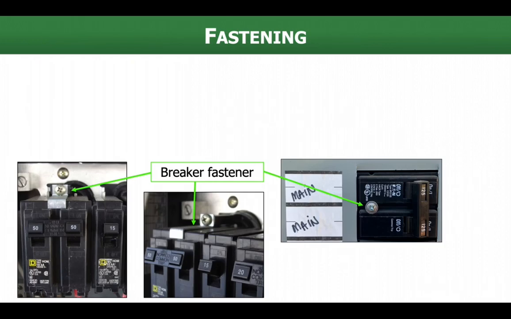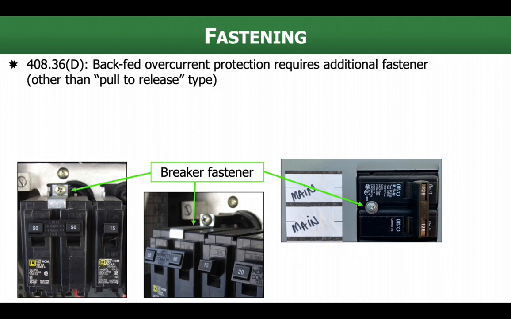Okay, let's also talk about fastening. When we backfeed a breaker, sometimes we have to fasten it into place. So 408.36(D) says that backfed overcurrent protection requires an additional fastener other than the pull-to-release type fastening. Okay, so pulling the breaker off of the bus bar is not enough. The cover that you can see on this one on the right-hand side here, that's the metal cover that kind of holds the breakers in place. That's not enough either. So those breakers, in some cases, would need additional fastening when they're being backfed.